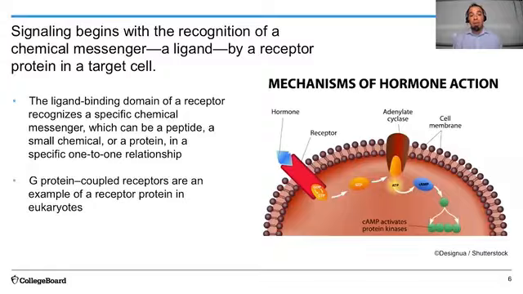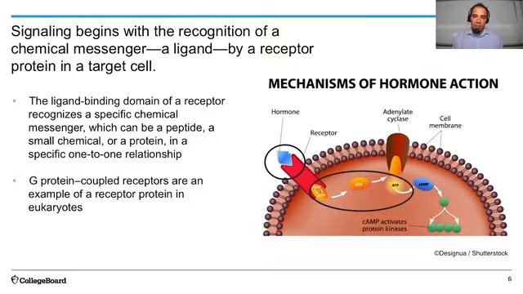And then G protein coupled receptors are an example of a receptor protein in eukaryotes. And I'm going to show you here in a second where that G protein is found. And so here is that hormone binding to that receptor. And as you look at the structure, they fit together. What I have in a circle here is where your G protein coupled receptors are located.